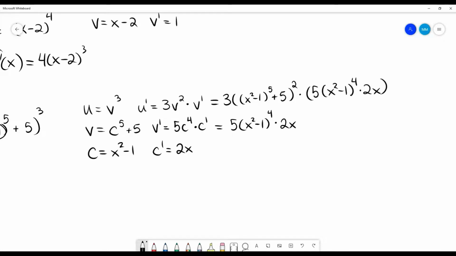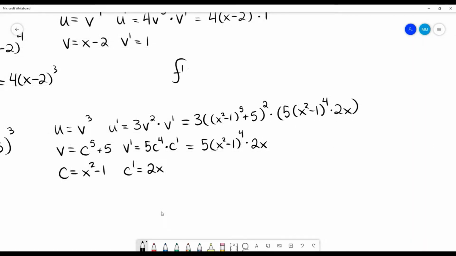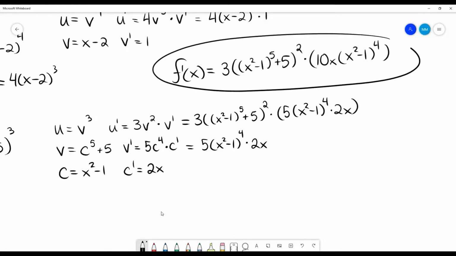What we just found is that in this case, the derivative of our f of x is all of this, and I could combine bits and pieces of that. I'm just going to write most of it as is, honestly, and then I'm going to combine that bit, so it's going to be 10x. It's all multiplied, so I can do that. And there's our derivative.